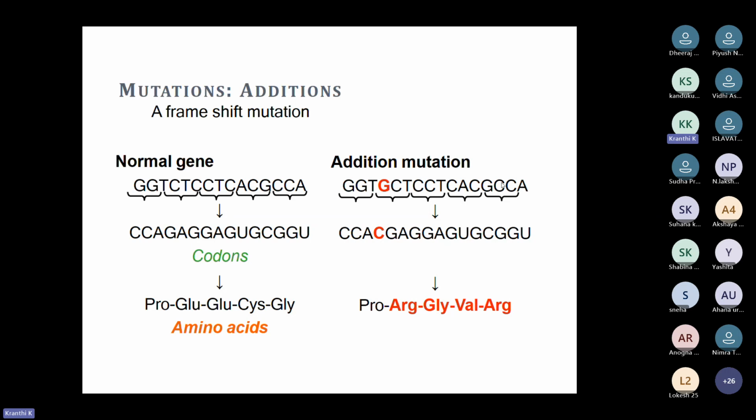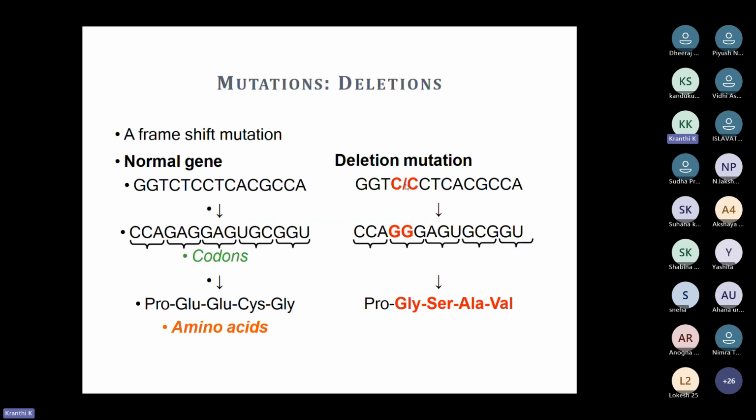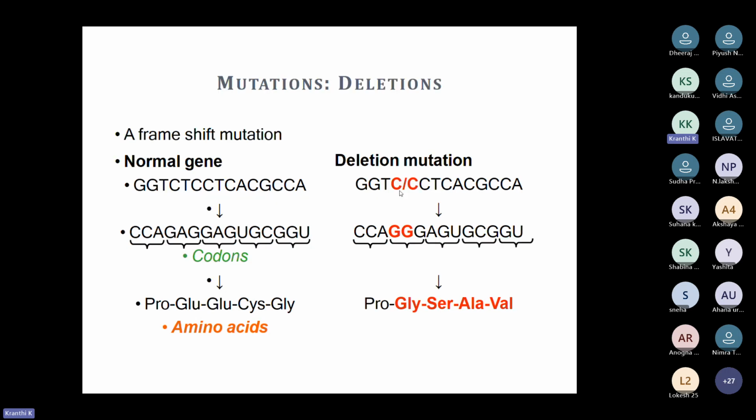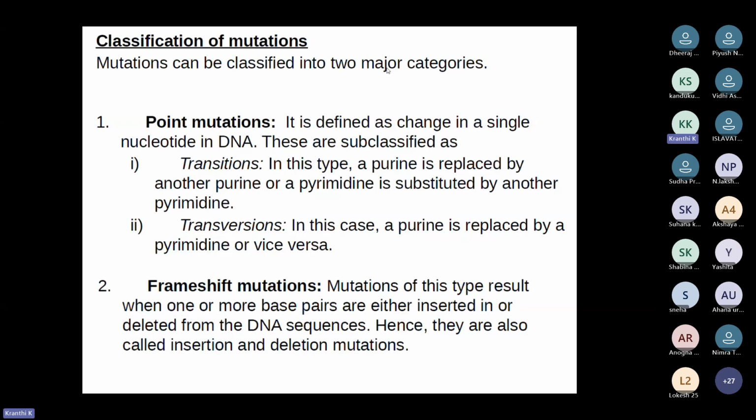The complete frame is shifted. It altered the complete protein, not only a single amino acid. It completely altered the protein, so it gives a completely different protein. So this is the problem. Not only addition, even the deletion will give the same thing. Deletion means instead of CTC, it is removing the T. Then again it will give a different protein. So the classification of mutations is point mutations and frame shift mutations.